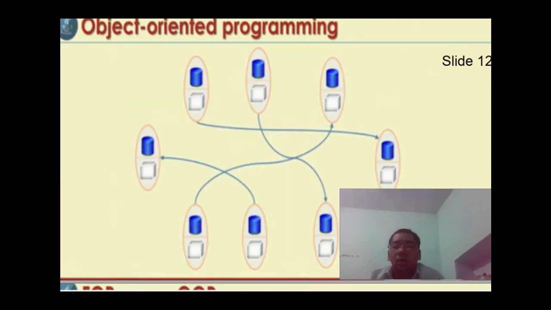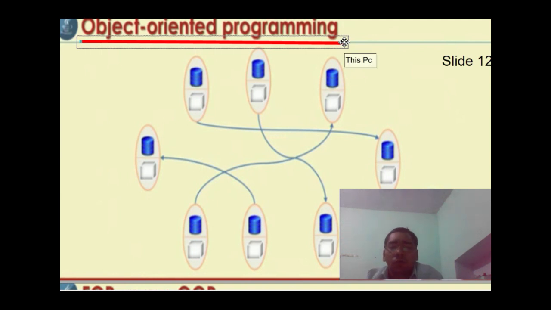On the other hand, there is another concept called object-oriented programming, which is also related to Java programming, because we can say Java is also an object-oriented programming language. Here the program is conceived in the form of a set of objects. As an example, here we can see this is one object, this is another object, this is one object, this is another object.